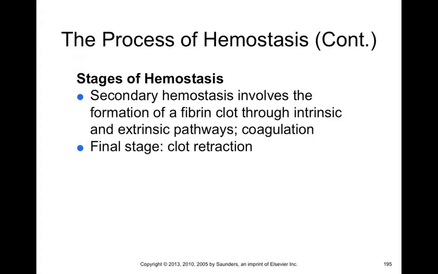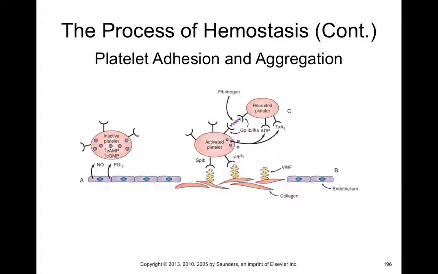Now, secondary hemostasis involves the formation of a fibrin clot or mesh through both the intrinsic and extrinsic coagulation pathways. And the final stage of the secondary hemostasis is clot retraction, where platelets will start to retract due to their actin filaments inside the cells, and this starts to pull on the clot and bring the edges of the torn tissue closer together, which improves healing time. So what does this look like?